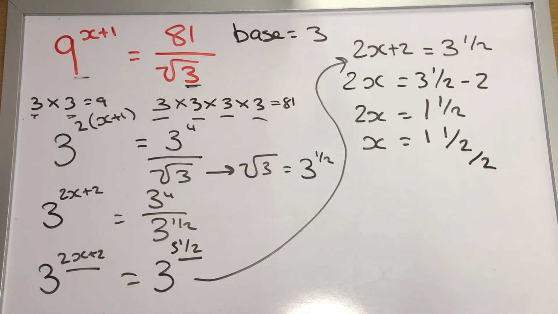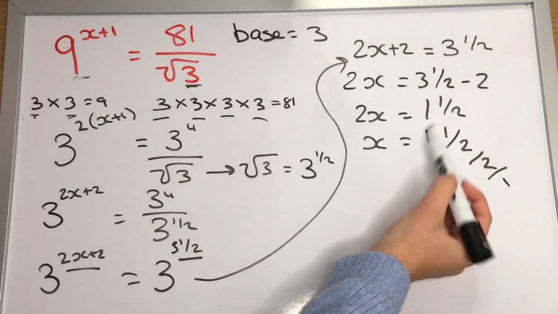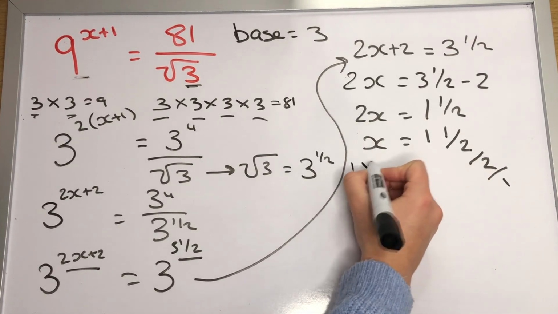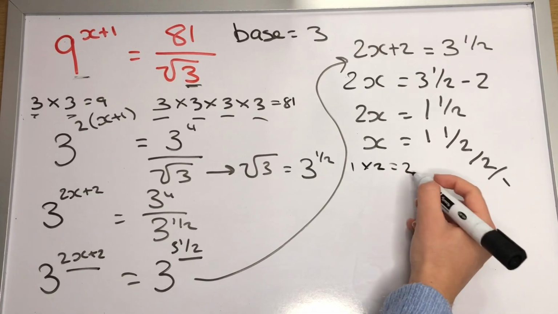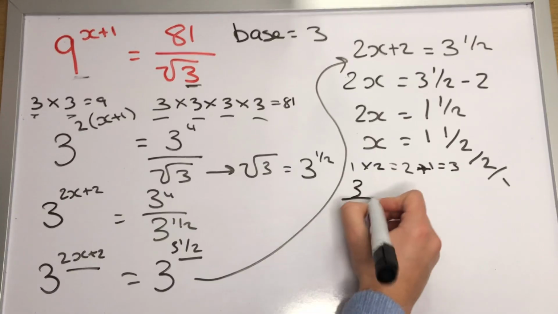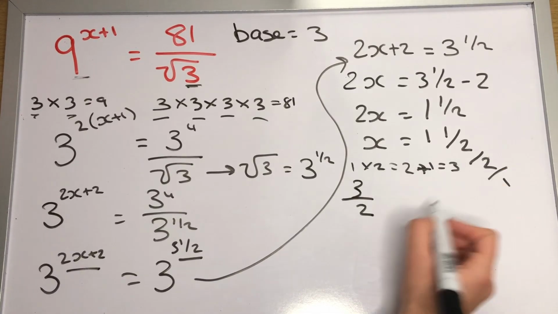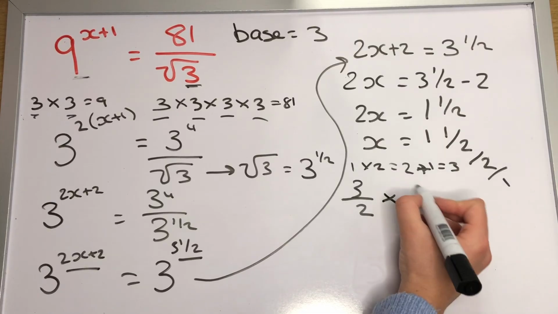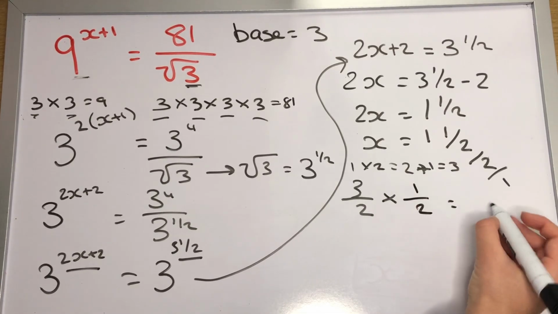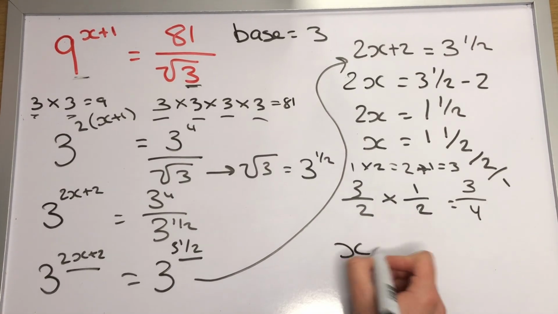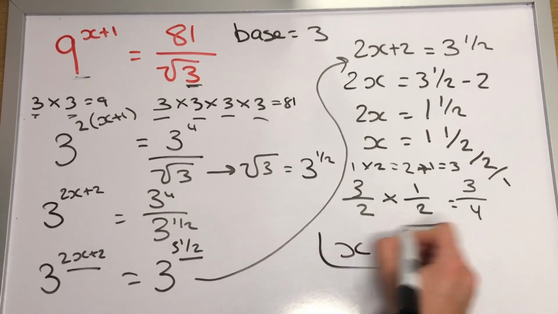Now, then again, we have a double fraction, so this is all over 1. I'm going to make the fraction top heavy to make it a little bit easier. So I'm going to do 1 times 2, that's 2, and 2 plus 1, that's 3. So 3 all over 2, this is the first fraction, multiplied by 2 all over 1, but I'm going to flip it to the other side, so that's 1 all over 2, which is equal to 3 all over 4. So x is 3 all over 4. And that's your answer.